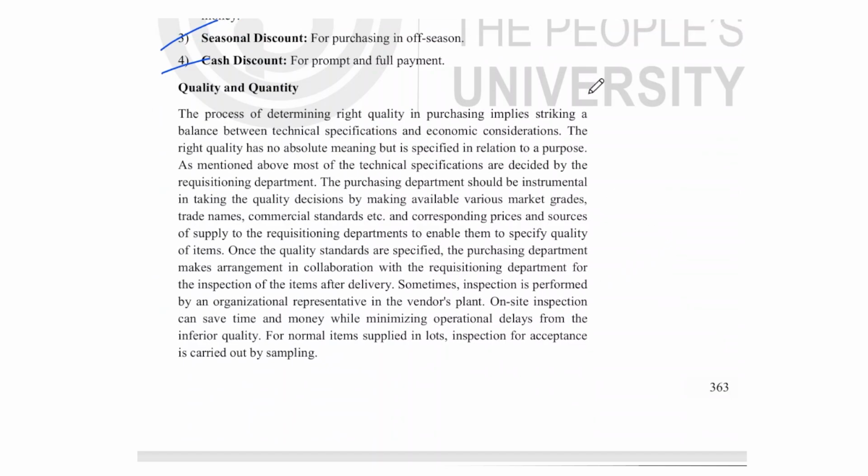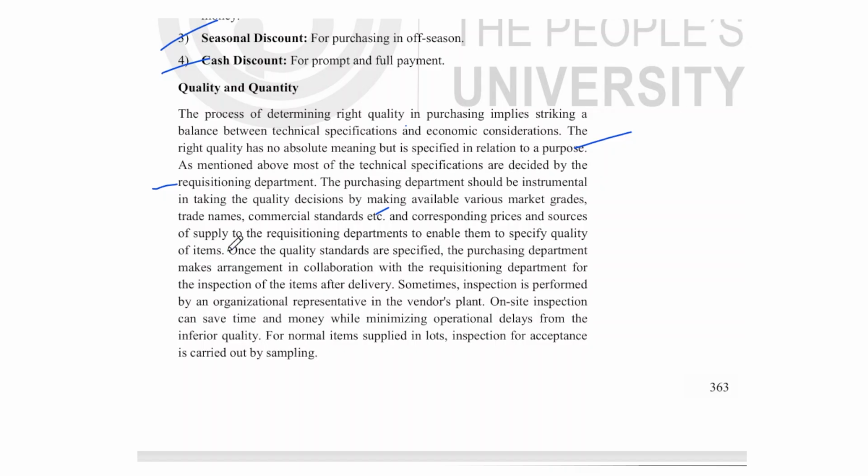And next is quality and quantity. The process of determining the right quality in purchasing implies striking a balance between technical specification and economic considerations, and right quality has no absolute meaning but is specified in relation to a purpose. As mentioned above, most of the technical specifications are decided by the requisitions department. The purchasing department should be instrumental in taking the quality decision by making available various market grades, trade names and commercial standards, and corresponding prices and sources of supply to the requisition department to enable them to specify quality of the item.